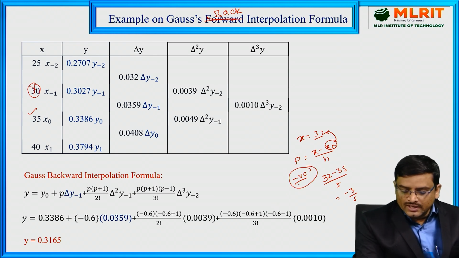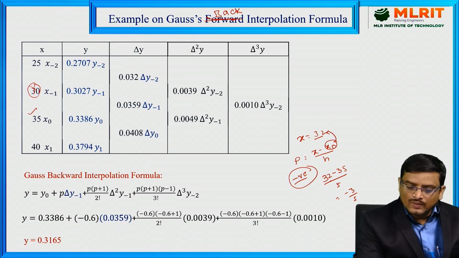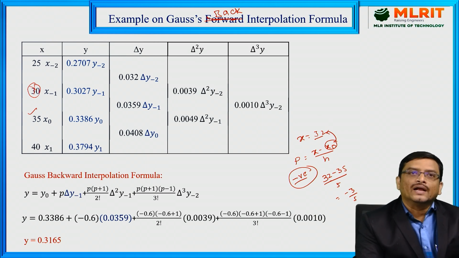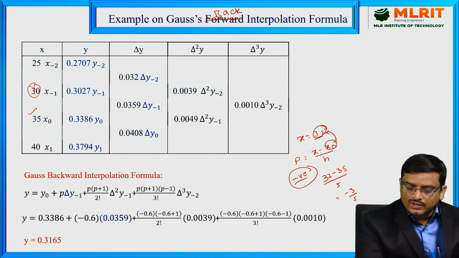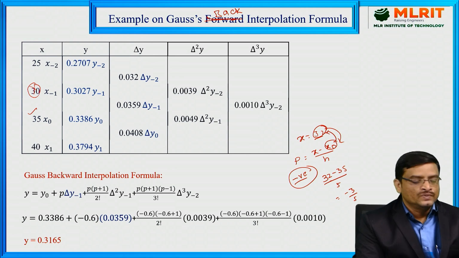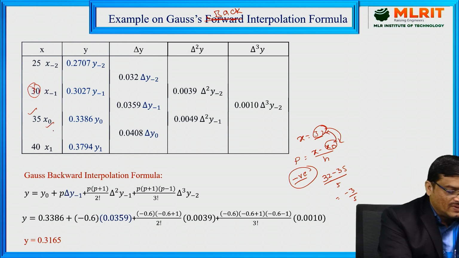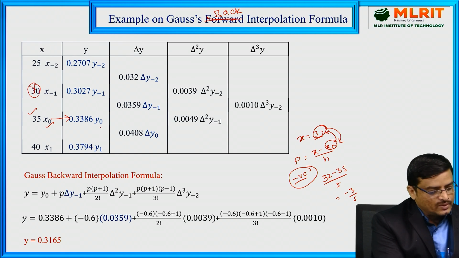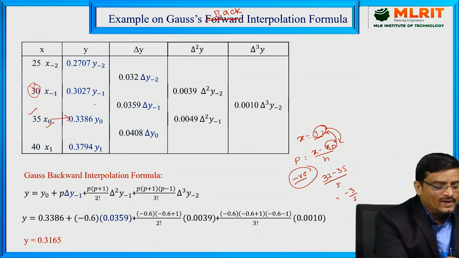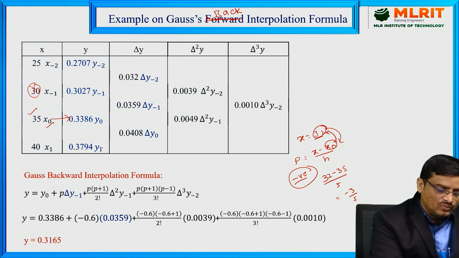In order to get that p value to be negative, whatever value we consider for x naught should be greater than our x value. Our x value is 32. Greater than 32 means we have to go for the next number, that is 35. So this is our x naught value here, and consider its corresponding y value as y naught, and the remaining values with y suffix minus 1, y suffix minus 2 and y1.